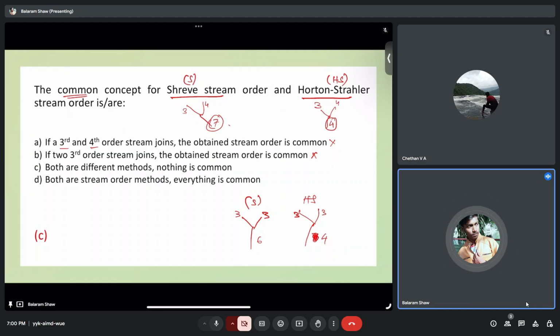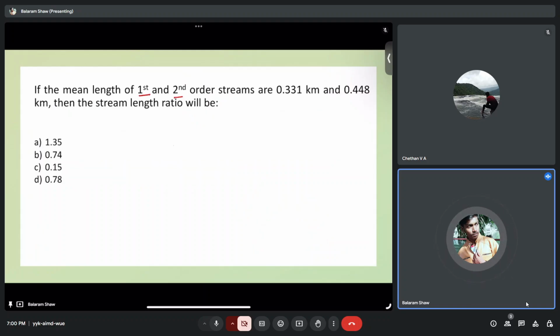Okay, so the next question is, if the mean length of first and second order streams are 0.331 kilometer and 0.448 kilometer, then the stream length ratio will be. So how do we define stream length ratio? I just now mentioned, right? What is stream length ratio? Anyone?